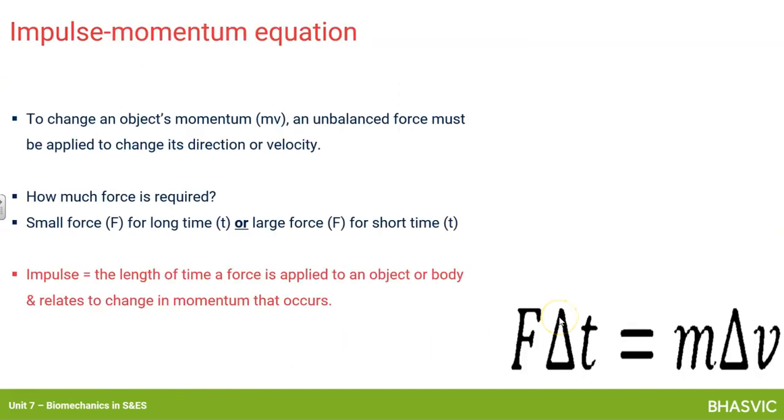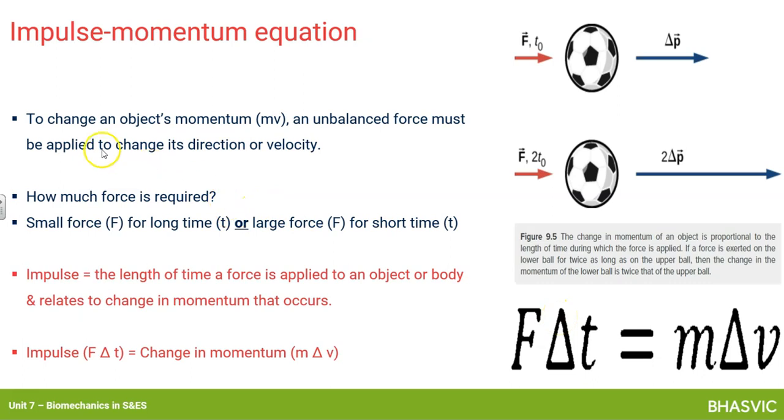So just to summarize, to change an object's momentum, we need unbalanced forces to accelerate the object away. We can achieve this by a small force for a longer period of time or a large force for a short period of time. So those two factors are variable. This example over here shows that. If you kick a ball for a short time, it will accelerate. If you kick a ball with the same force but twice the length of time, it will accelerate. It will have twice as much momentum.